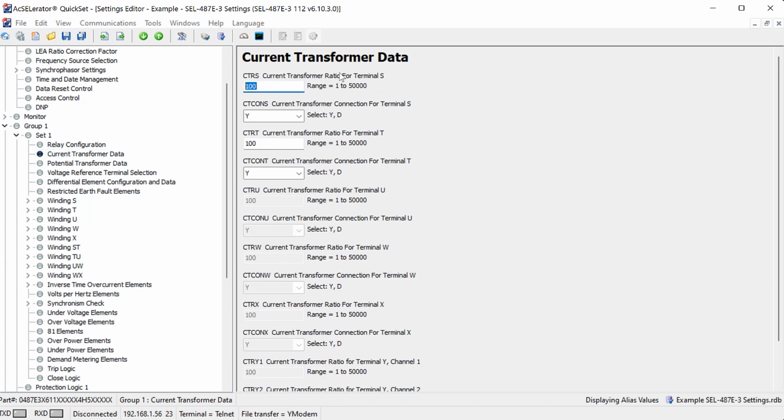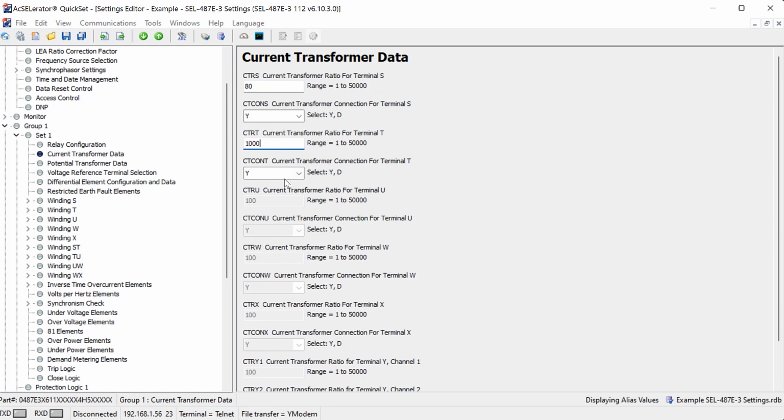Again, for our example, the high side is going to be a 400 to 5 CT, so 80 to 1 connected in a Y configuration. Our low side CT is going to be 1000 to 1 or 5000 to 5, also connected in a Y configuration. So that's the basic information that we need to tell the relay, just so that it has some information to program into the differential element.